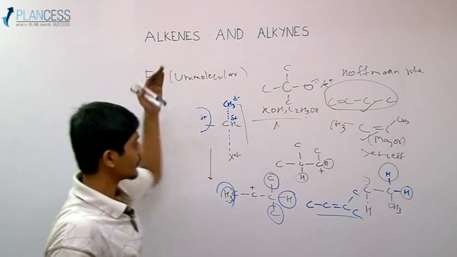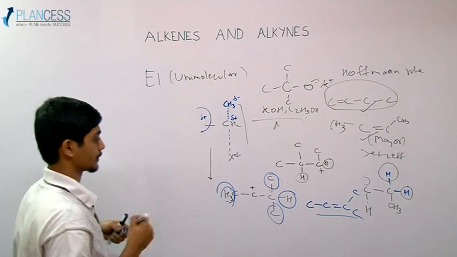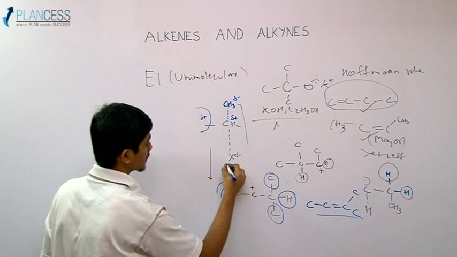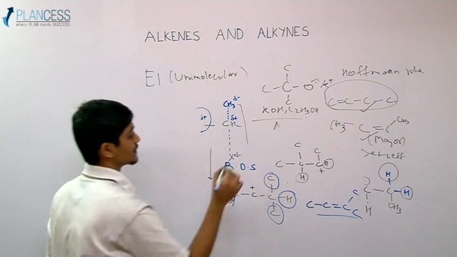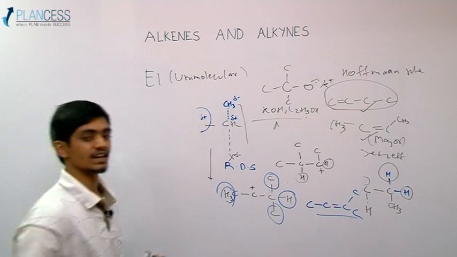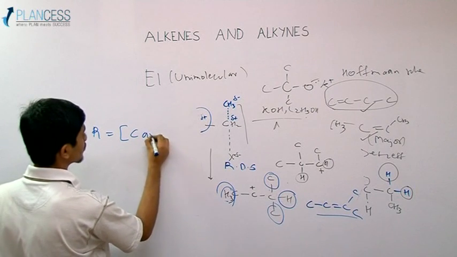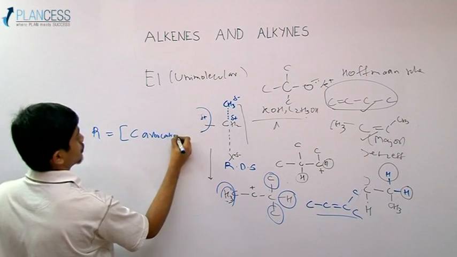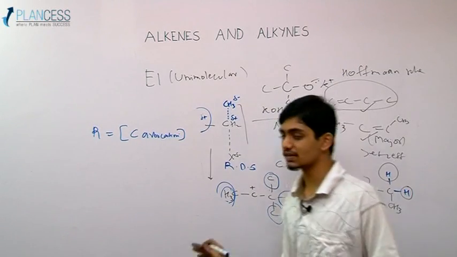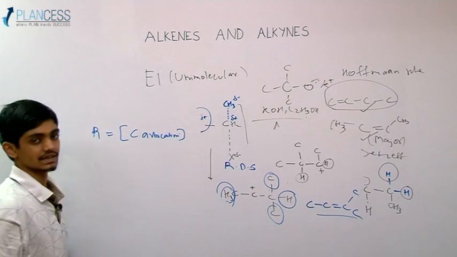And tell me, why is E1 called a unimolecular reaction? As I told you, consider the rate of the reaction. This step, the conversion of the carbocation, is the RDS, or the rate determining step. And here there is only one entity present, that is only the carbocation. So the rate depends only on the concentration of the carbocation. If you increase the concentration of the base, the rate of the reaction won't increase, it will be unaffected because it's a first order reaction in this entity.